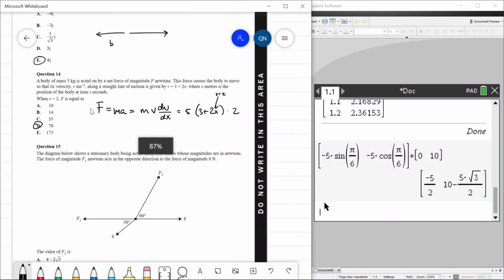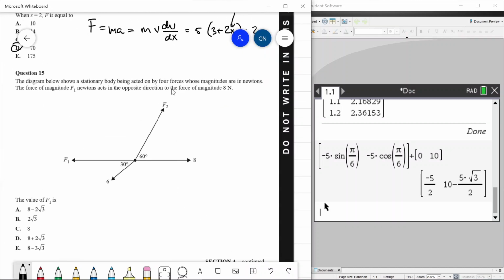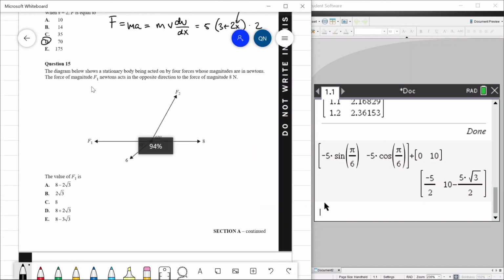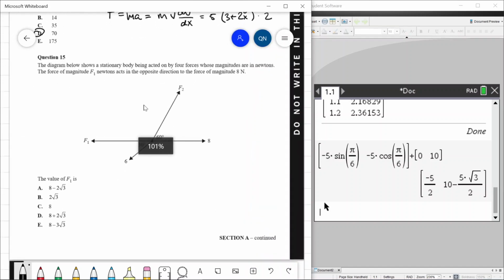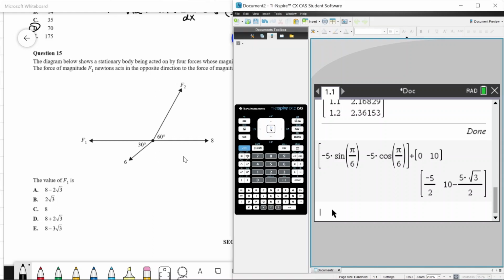All right, question 15. The diagram below shows a stationary body being acted on by 4 forces. They're in newtons. So the force of magnitude F1 acts in the opposite direction to the force of 8 newtons, okay. All right, so how do we do this over here? Well, first of all, this is in equilibrium, so we could resolve the vertical forces because there's only 2 of them. So F2 has to balance out this 6 down here.